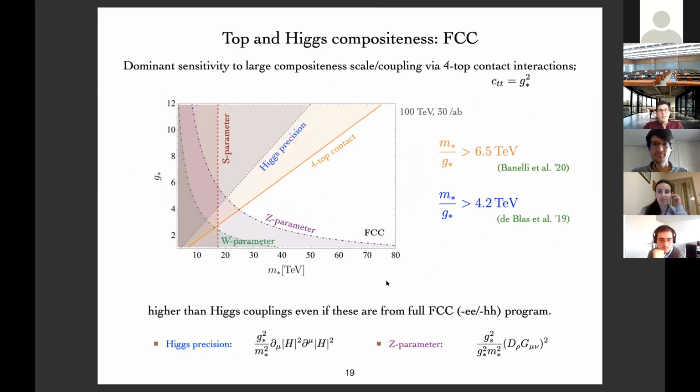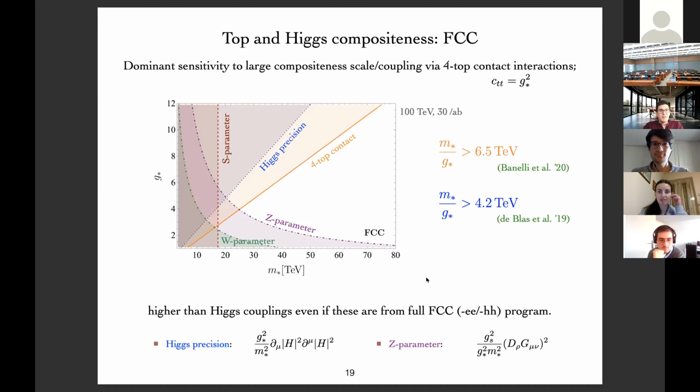And this is the result. So taking again the Wilson coefficient of the four-top operator to be set by the strong coupling squared, we find 2 sigma sensitivity to a compositeness scale over coupling of 6.5 TeV, which is impressive, in my opinion, an order of magnitude stronger than at the LHC.